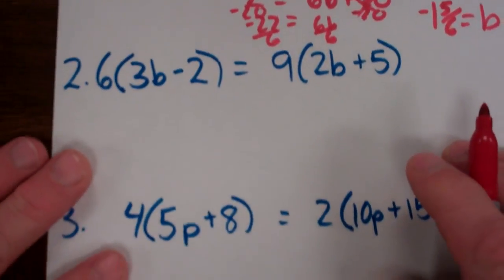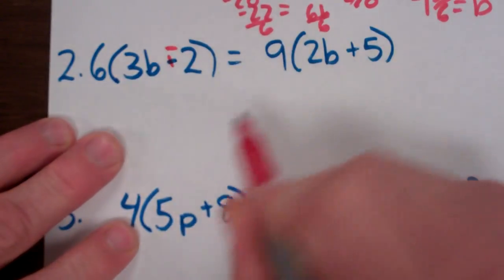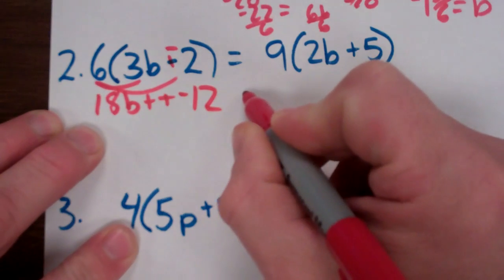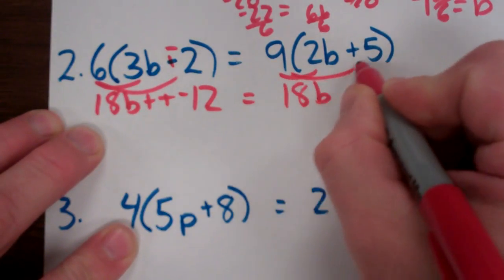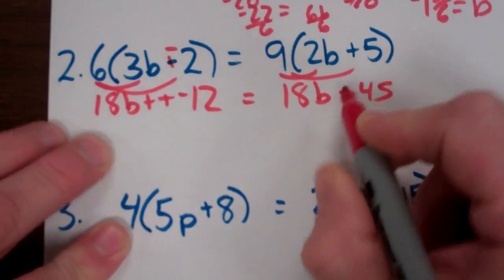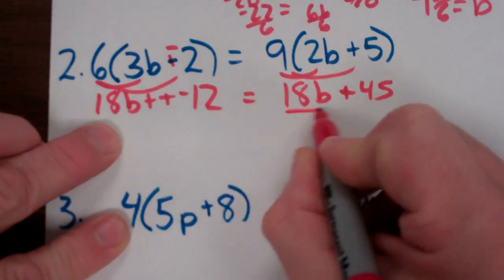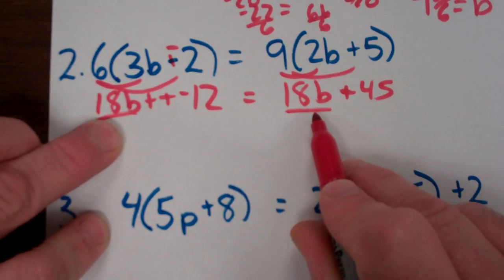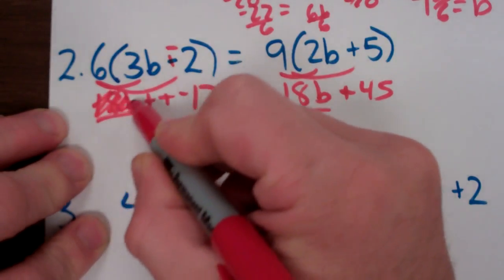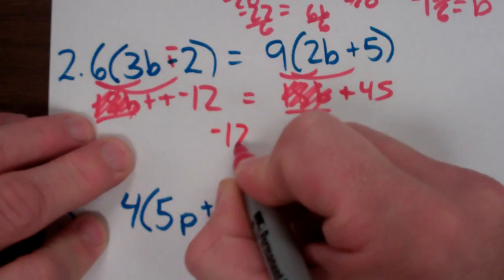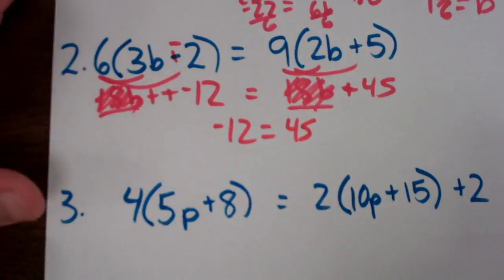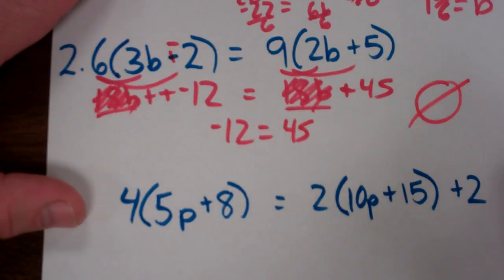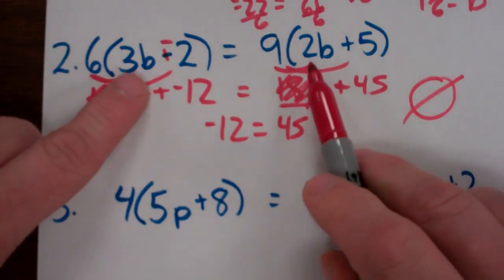Alright, so let me do that again. Here's another problem. Leave, change, opposite. Distributive property, 18b plus negative 12 equals 18b plus 45. I have variables on both sides, and you might notice, because we've already talked about this, the coefficient is the same and the variable is the same. So when I subtract 18b from both sides, you end up with this. Negative 12 equals 45. We have a problem there because negative 12 does not equal 45. So what we have here is an empty set, or there's no real solution. There's no real number that makes this a true statement.